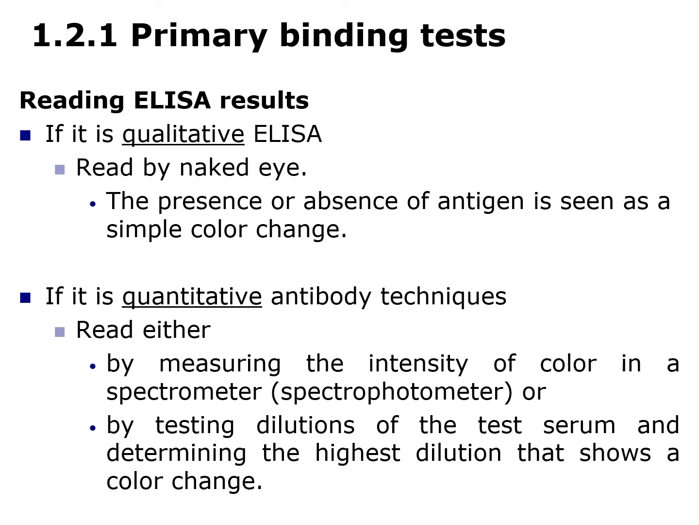Right, so again, we just emphasize that if it's qualitative, we can simply use our naked eye, and aside from the color reaction, there are also certain patterns that we can look for in qualitative ELISA. If it's quantitative, again, there is a corresponding reader, and we can also perform serial dilution for the measurement of the titer of the antibody being detected.